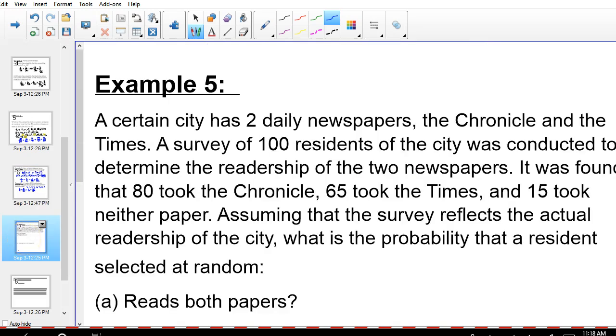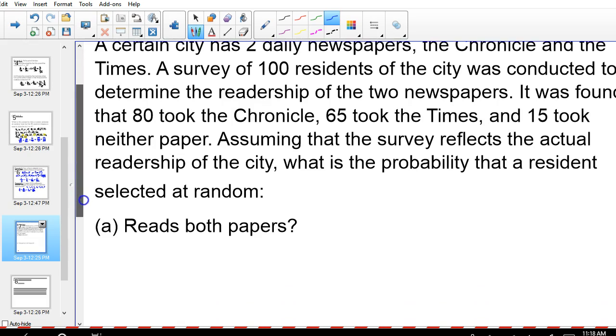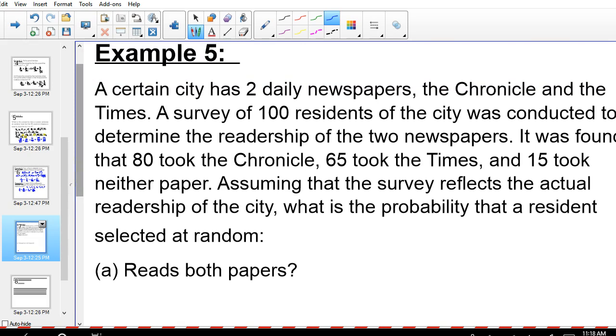All right, here's our next one. A certain city has 2 daily newspapers, the Chronicle and the Times. A survey of 100 residents of the city was conducted to determine the readership of the 2 newspapers. I realize newspapers are on their way out, but this could be some other thing like an online subscription. It was found that 80% took the Chronicle, 65% took the Times, and 15% took neither paper. Assuming that the survey reflects the actual readership of the city, what is the probability that a resident selected at random reads both papers?